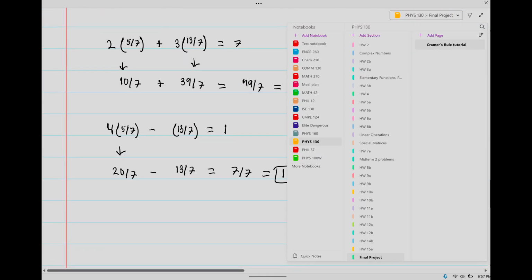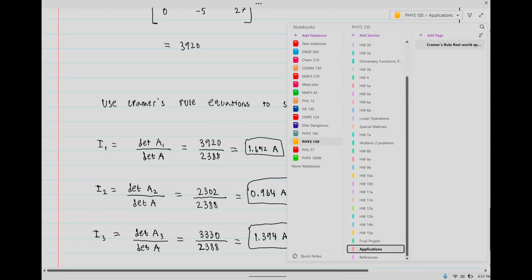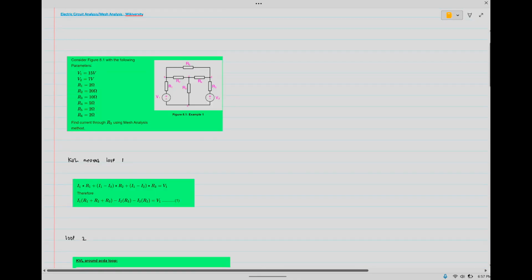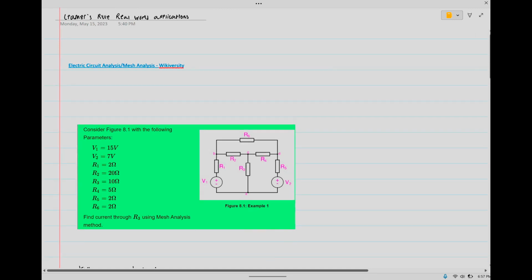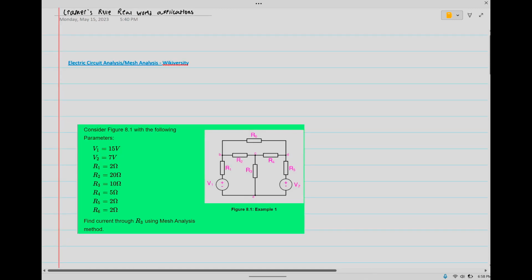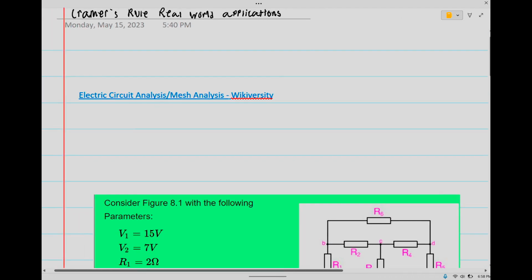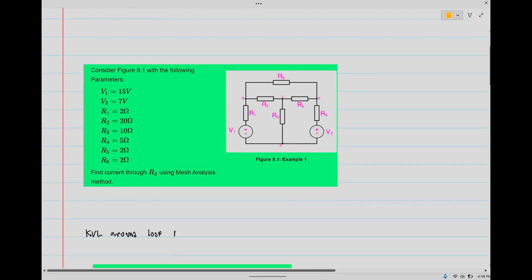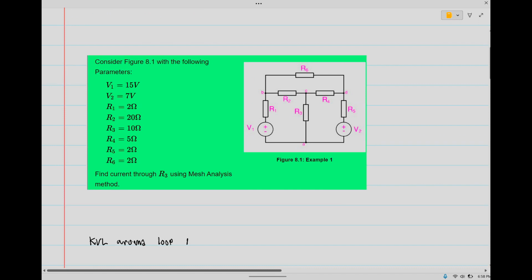As far as real life examples go, right here is the source I used. Basically, we can use Cramer's rule to solve for unknown current values in an electrical circuit. And using a technique called mesh analysis, we can apply KVL, aka Kirchhoff's voltage law, around a loop or a mesh in a circuit, and then we can use Cramer's rule to solve for the unknown currents in the mesh. Again, this is the source I used. The drawings aren't mine, but this is a good example.